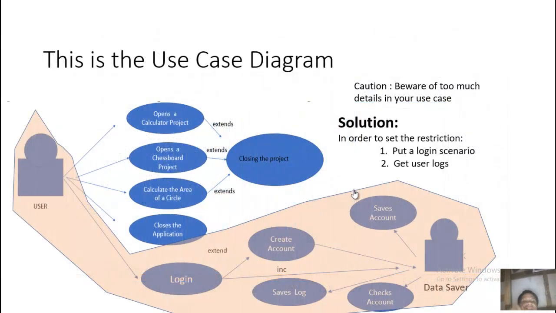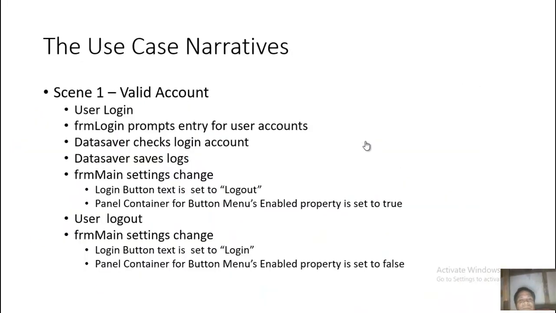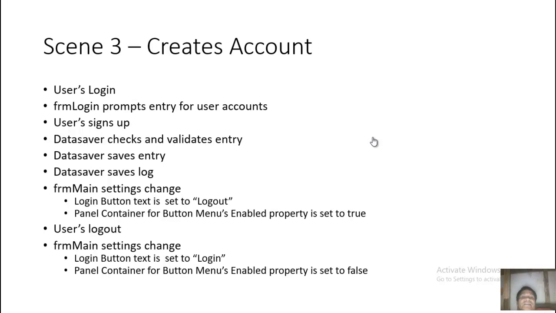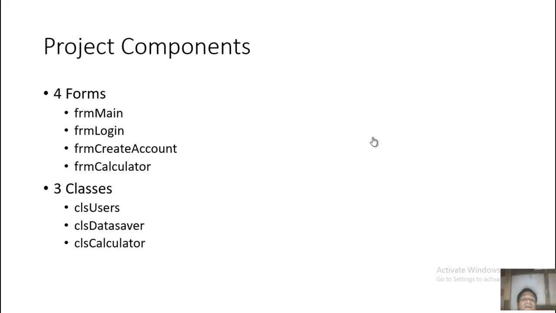Okay. This is the use case diagram previously discussed. And then this is the use case narrative as stated in our prologue. The scene 2 when it is invalid, the scene 3 when it creates an account. So let's have a review on our project components.